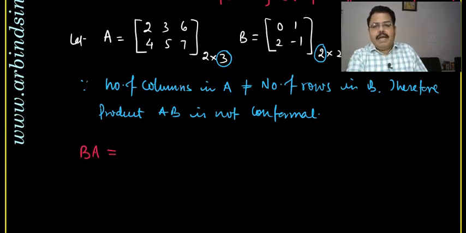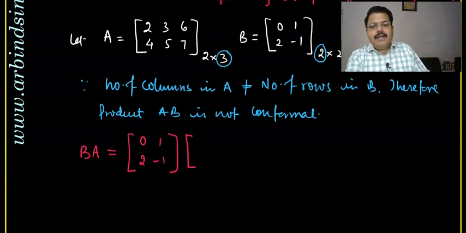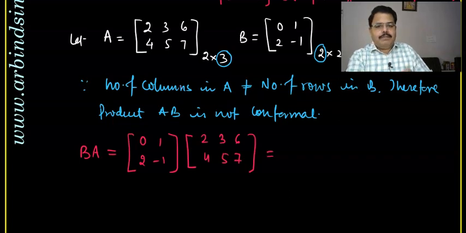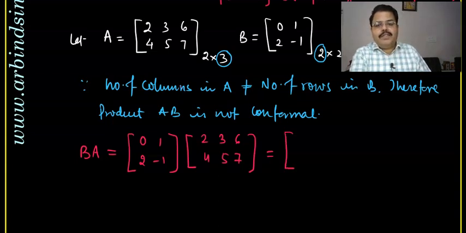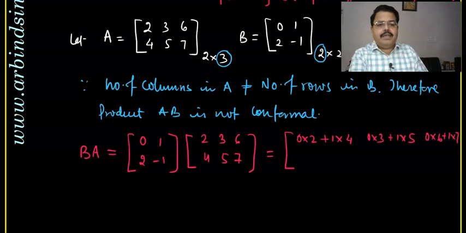BA is conformal, and therefore we can write B, that is 0, 1, 2, minus 1, and A, that is 2, 3, 6, 4, 5, 7, and that product is possible. So, what is the rule? The rule is rows multiplied by columns. So, what do we need to write? 0 multiplied by 2 plus 1 multiplied by 4. First row, second column: 0 multiplied by 3 plus 1 multiplied by 5. First row, third column: 0 multiplied by 6 plus 1 multiplied by 7. Right? So this is the first row.